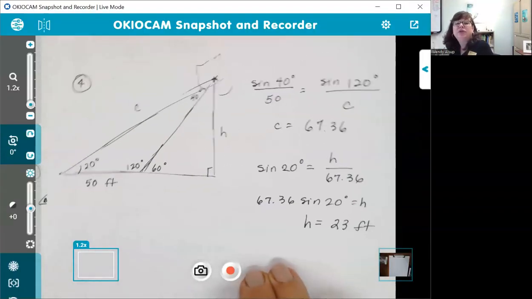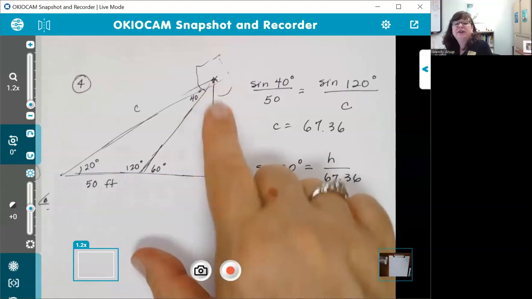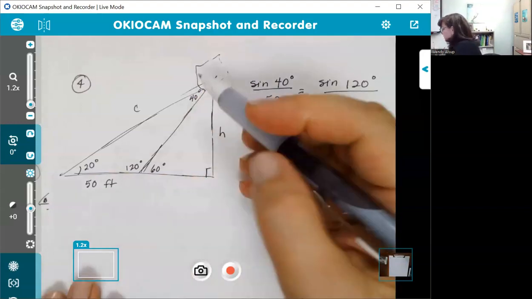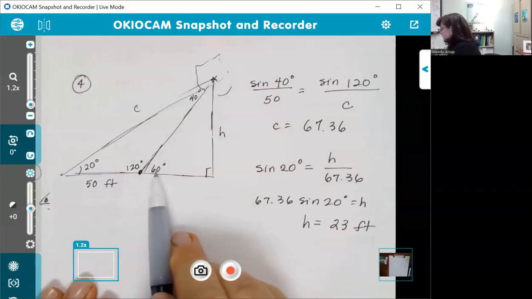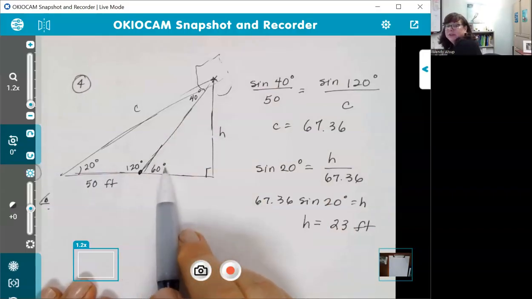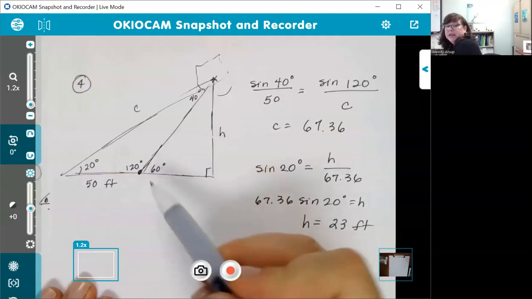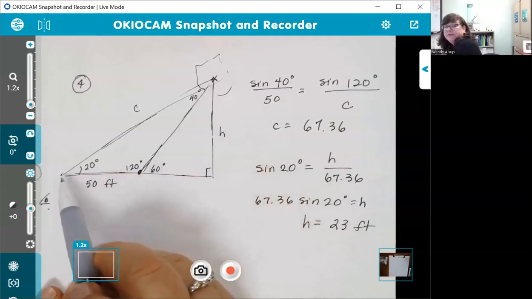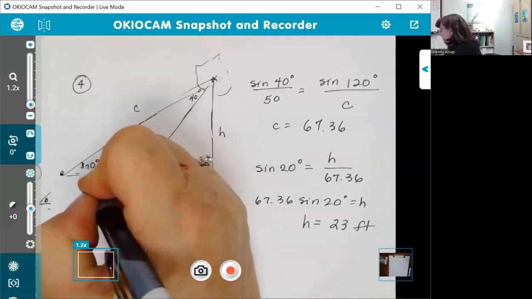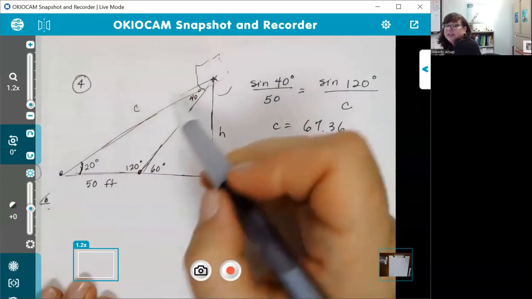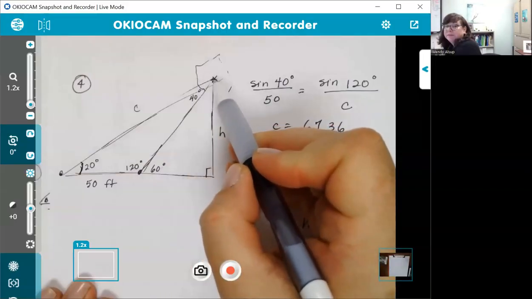All right, so we're trying to find the height of our tree, and they took two measurements, two sightings. So they stood over here, took their first sighting, and they had an angle of 60 degrees to the top of the tree. Then they walked another 50 feet out and did a second sighting, and that sighting was at an angle of 20 degrees to the height of the tree.